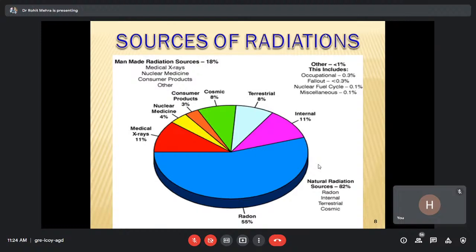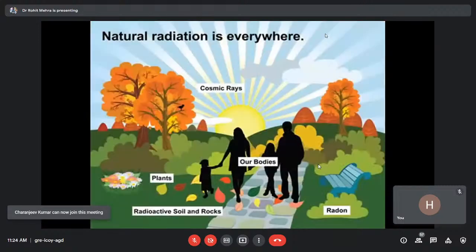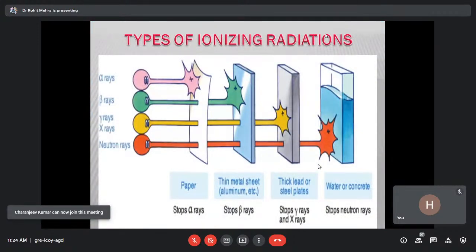Now, those alphas, you have seen from this slide, can be stopped by a thin sheet of paper, but once you have inhaled those alpha sources, those alphas which are decaying from the radon are affecting the internal lining of your lungs. Because if they cannot go from outside to inside, they also cannot come out from inside.